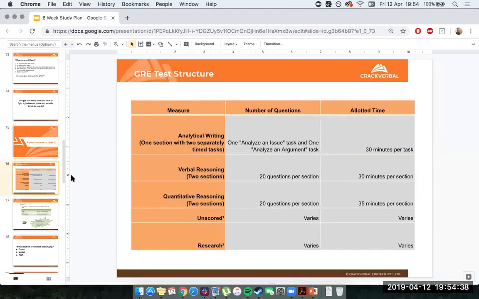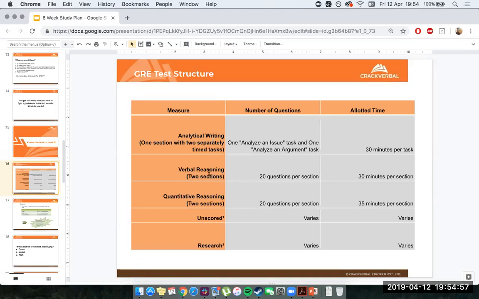But essentially, the GRE is composed of 6 sections. All right, so you have the analytical writing section. That's one section that's an hour long. It has 2 tasks, 30 minutes, back to back. You got to write 2 essays, in 30 minutes each, and then you move on from there.